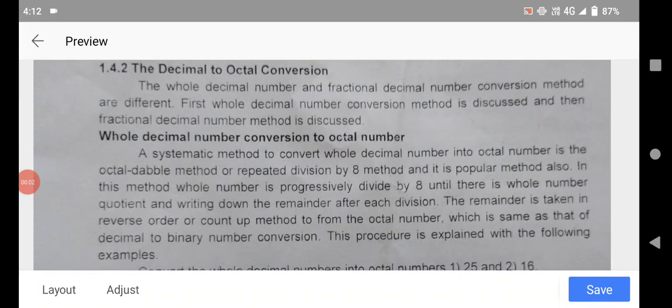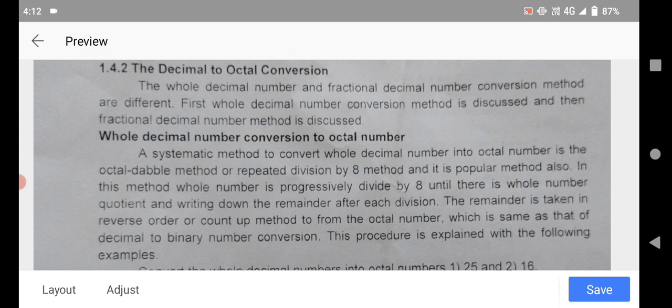Hi everyone. Today we start a new article, the decimal to octal conversion. You know that in the previous lecture we covered the decimal number system and the octal number system. The decimal number system consists of 10 digits, 0 to 9, so the radix of the decimal number system is 10.